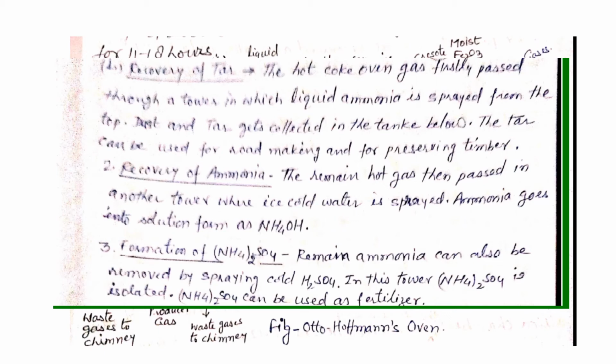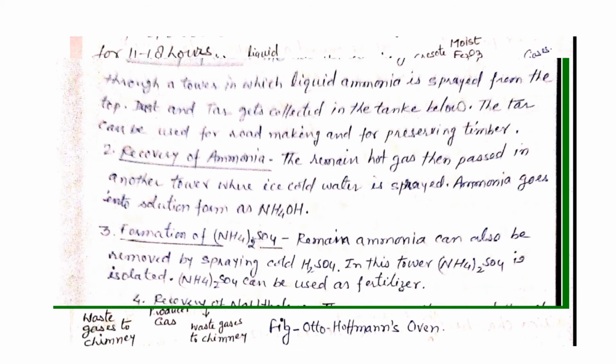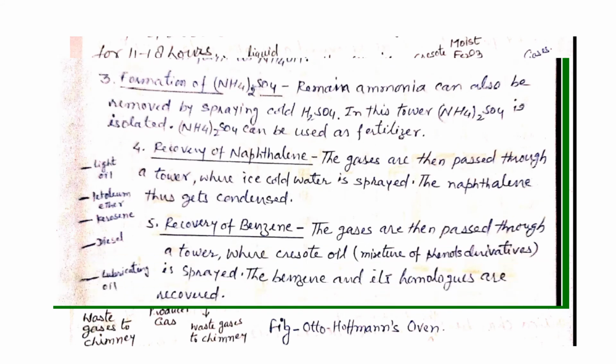The second byproduct is the recovery of ammonia. The remaining hot gas is then passed into another tower where ice cold water is sprayed. Ammonia goes into solution as ammonium hydroxide. The third product is the formation of ammonium sulfate. Remaining ammonia can also be recovered by spraying cold H2SO4 in a third tower, and we get ammonium sulfate, which can be used as a fertilizer in the agriculture field.